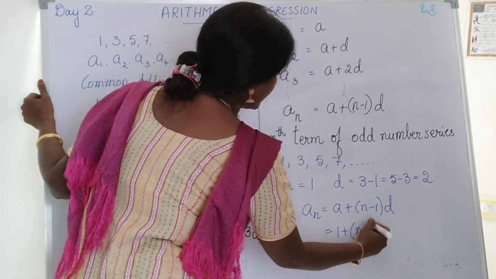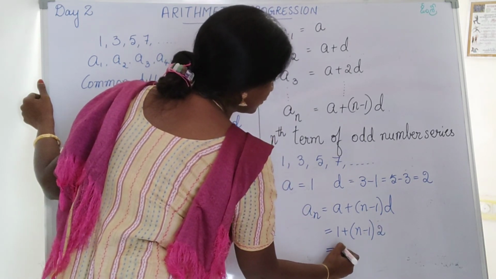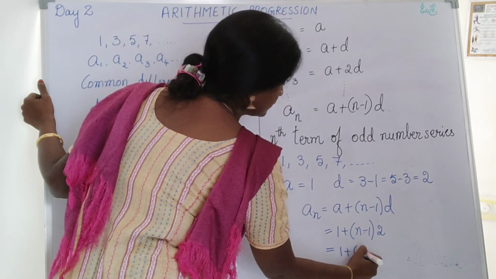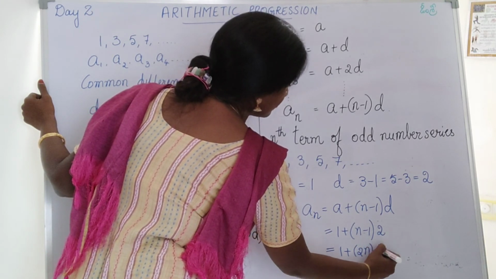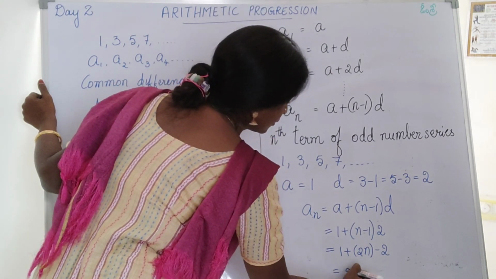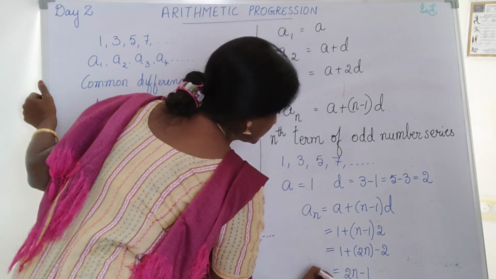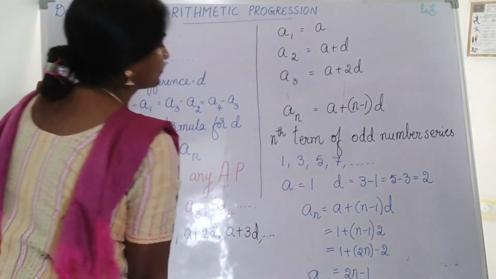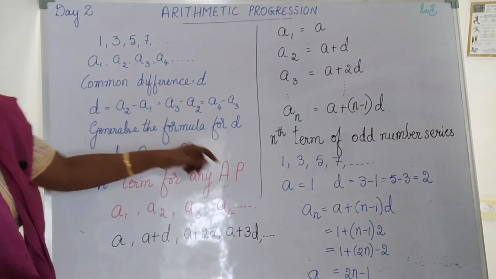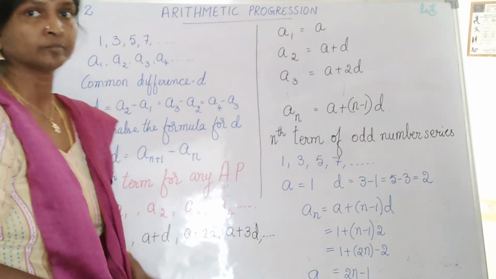Which is again equal to 1 plus n minus 1 into 2, which will be equal to 1 plus 2n minus 2, which is equal to 2n minus 1. So the nth term of the series that we considered here will be equal to 2n minus 1.